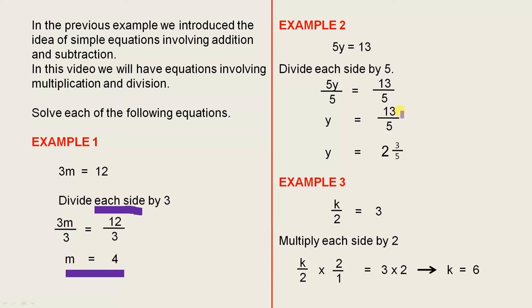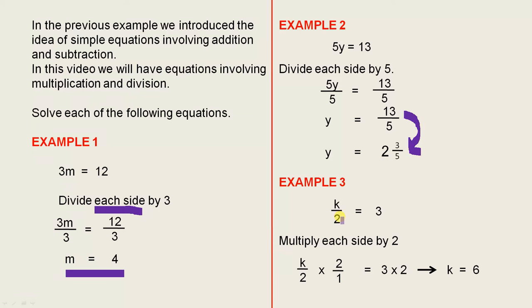Now that's an improper fraction, so to change an improper fraction to a mixed fraction or a mixed number, we have 2 3/5. We've done that in a previous video. So y equals 2 3/5.